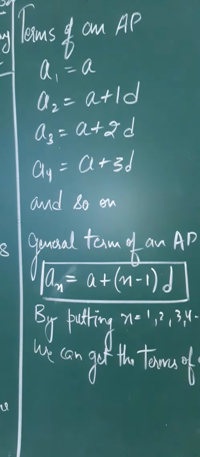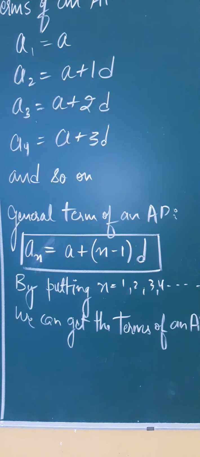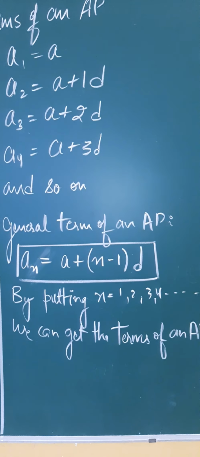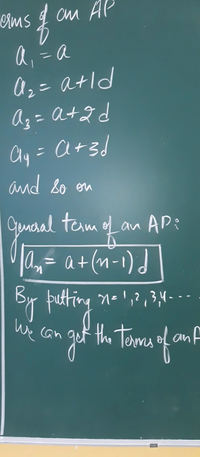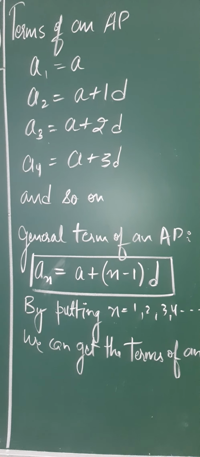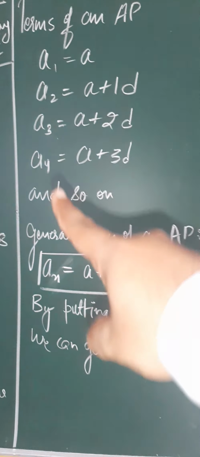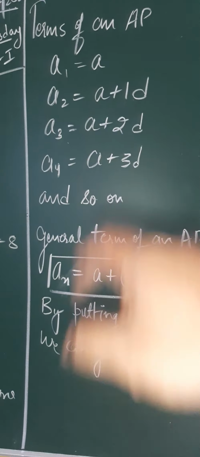This is the general term of an AP. An is equal to A plus (n minus 1) into D. If I put 1 in place of n, 1 minus 1 will become 0. 0 into D is 0. What is left? A1 is equal to A. See, A1 is equal to A.